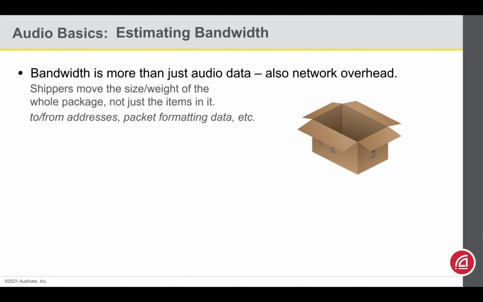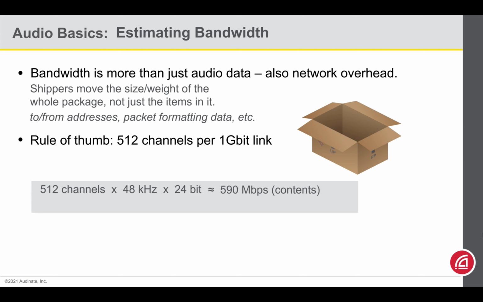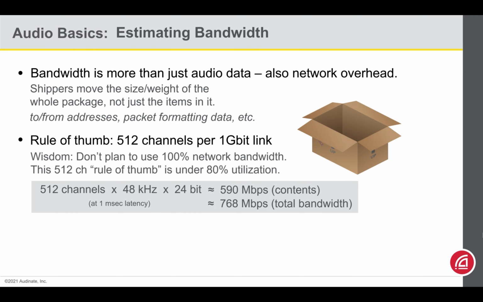A good practice is to limit your use to 512 channels of audio on a 1 gigabit link. If we do the math, the raw data from 512 channels of audio at 24-bit 48K would be about 590 megabits per second. But once we add the network overhead, we're transmitting about 768 megabits per second. The easy rule of thumb is to limit your use to 512 channels of audio on a 1 gigabit link.